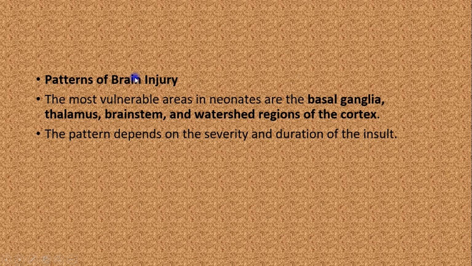Patterns of brain injury. The most vulnerable areas in neonates are the basal ganglia, thalamus, brainstem, and watershed regions of the cortex. Watershed regions of the cortex are actually territories or boundaries of the cerebral arteries. The pattern depends on the severity and duration of the insult.